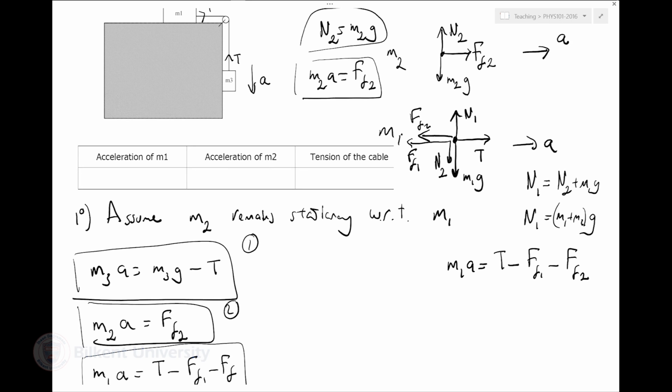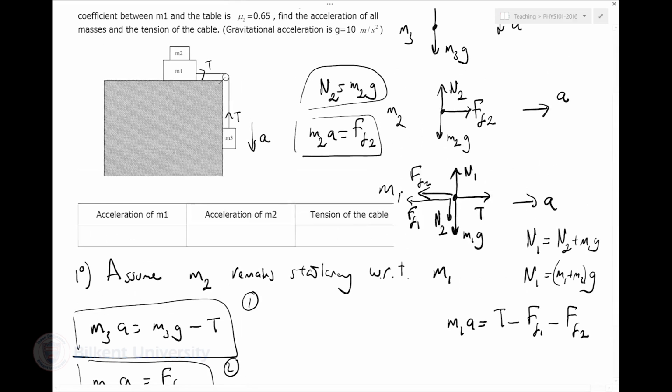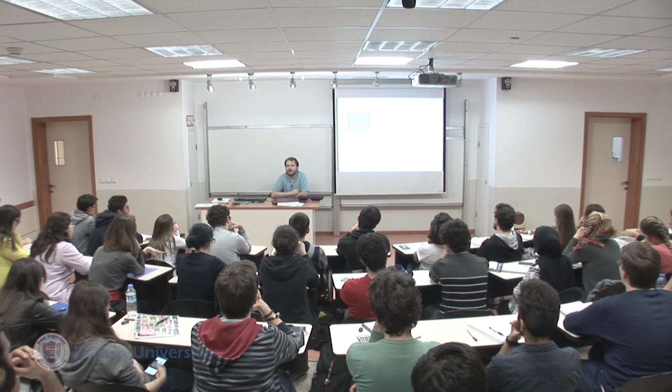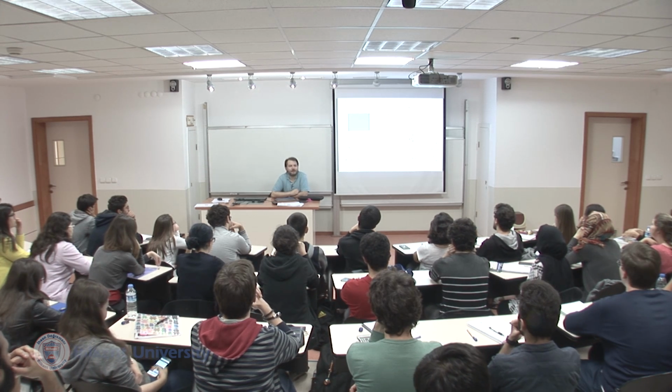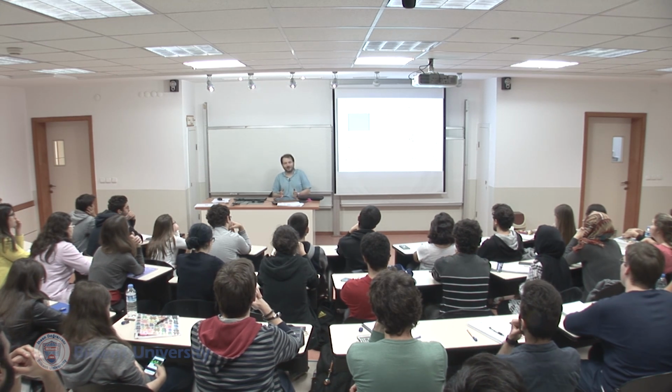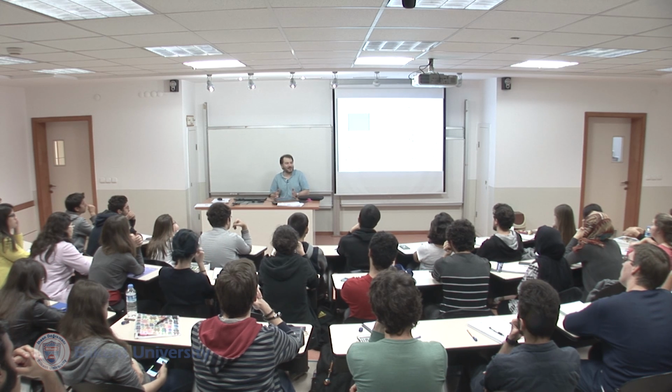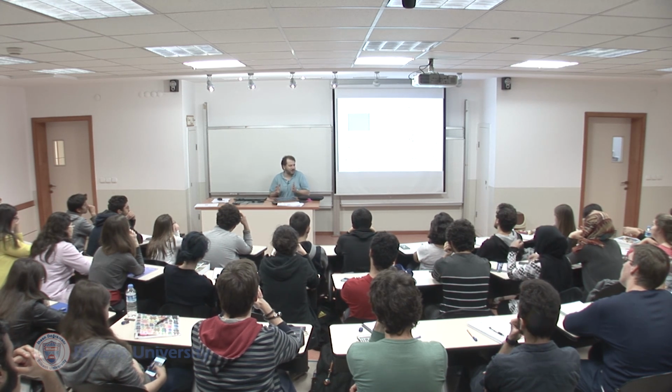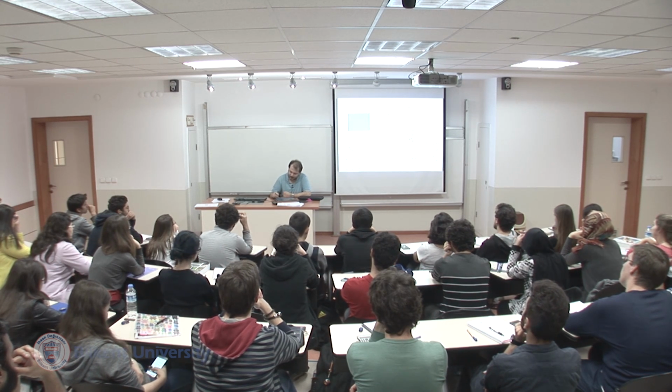Now the first friction force, F1, which is the force between M1 and the table, is that kinetic friction or static friction? M1 must be moving with respect to the table, otherwise nothing is moving, right? So it must be kinetic friction.